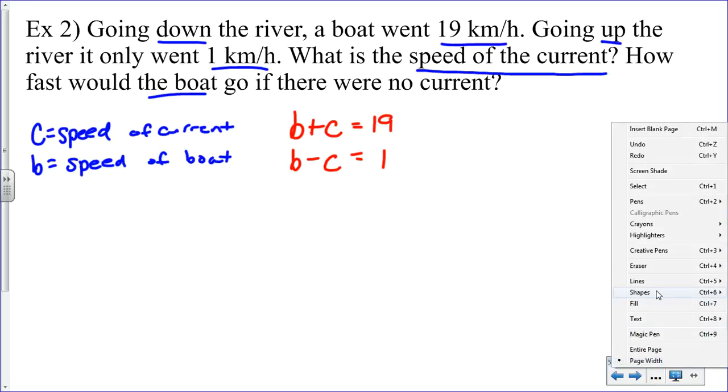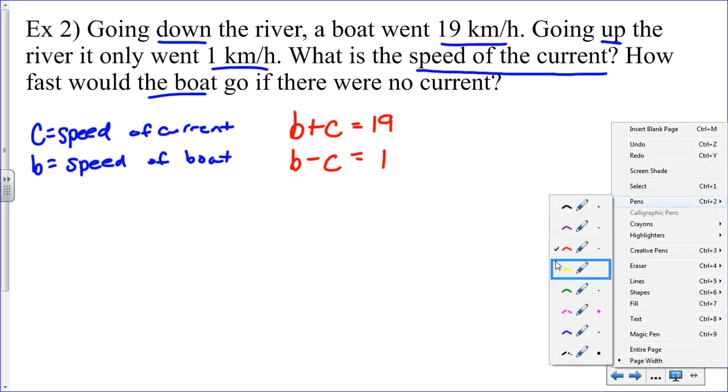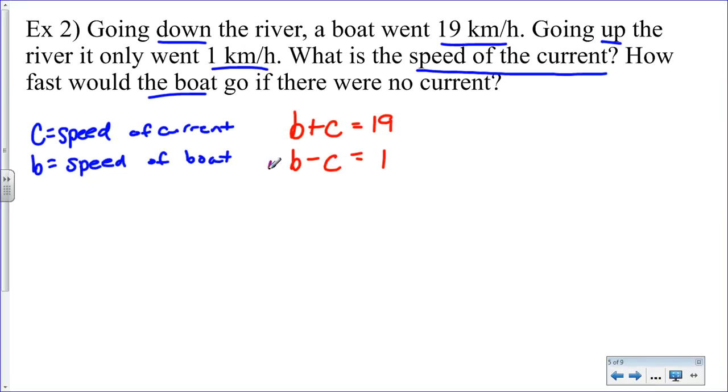Notice that my C's are already opposites of each other. So I already have one positive and one negative there. I can actually go ahead and add these two together. Common mistake that I see is that students will look at this and say B plus B is B. Remember, that's really 1B plus 1B, which is 2B. My C's cancel, and I get 20. 19 plus 1 is 20.